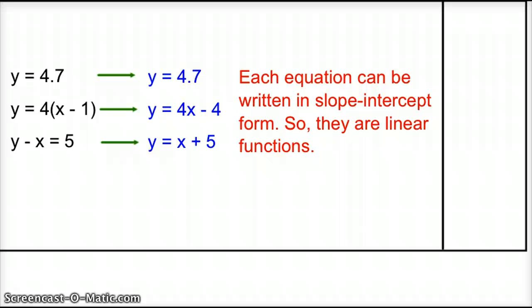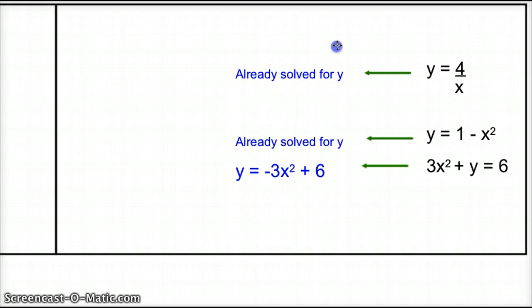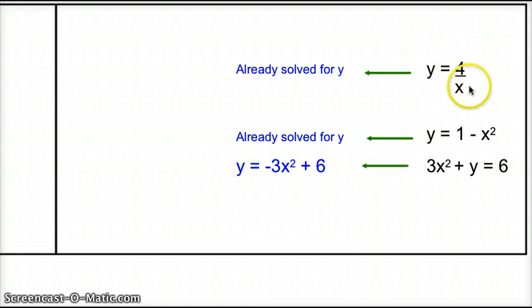Finally, we'll look at the last tab on the right-hand side. Looking at these equations, again, we're trying to see if they can be written in slope-intercept form. So let's take a look. Here we have y equals 4 divided by x. Since we're dividing 4 by x, that's not slope-intercept form, because you need to be multiplying x by your slope. So it's already solved for y and it's not in slope-intercept form, so that would be a nonlinear function.